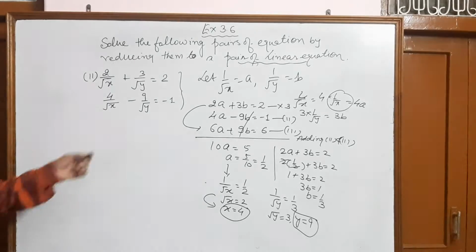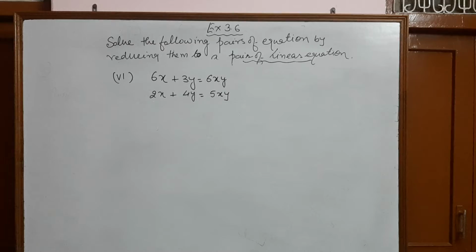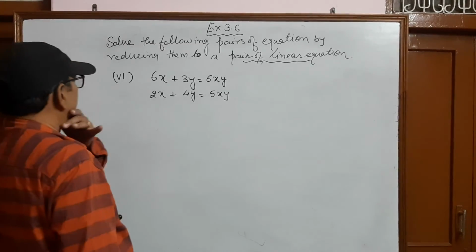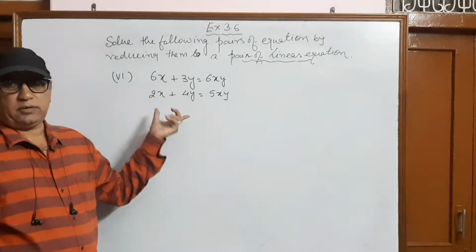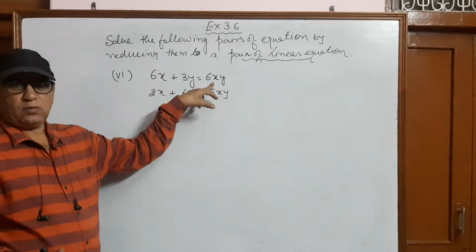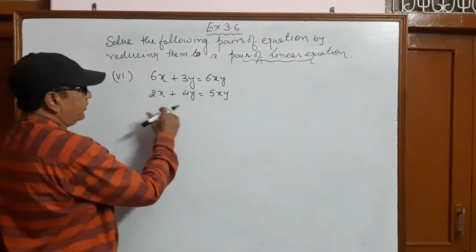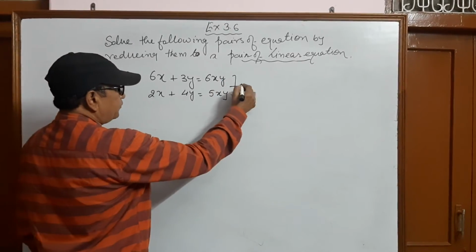Yes, note it down and do it again and again. Yes, so now you see the next question. Here there is some difference. 6x plus 3y equal to 6xy. On both sides xy is given. So you have to change it first.